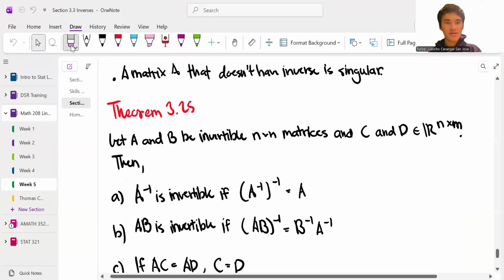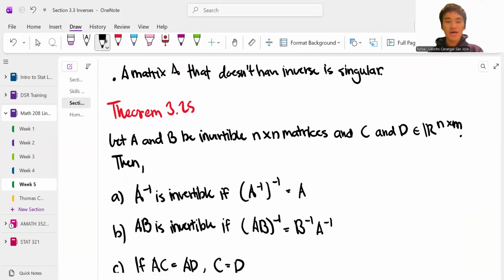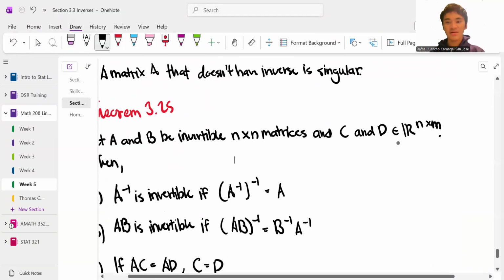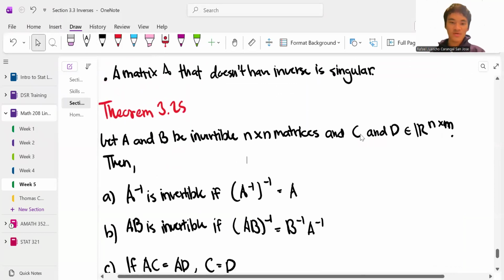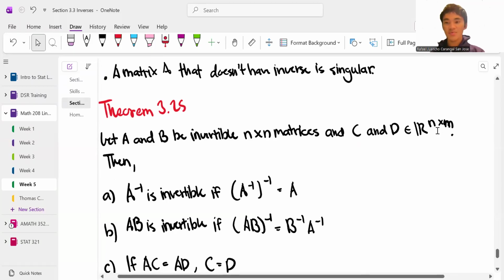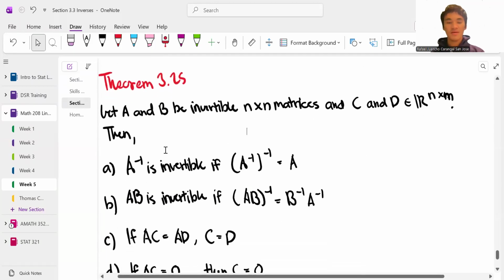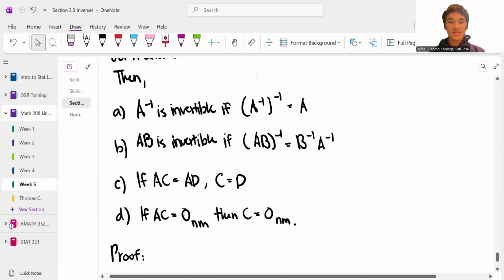Okay, that n by n is not seen. It's not like next to me. N by n matrices, and C and D are not square matrices. We're not sure if they're invertible, but we know they're not square matrices, assuming that n is different from m. So we have the following properties that we're going to prove.